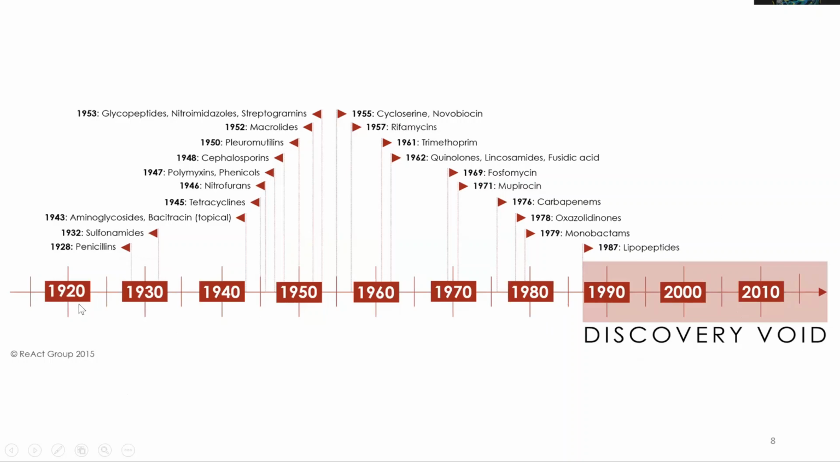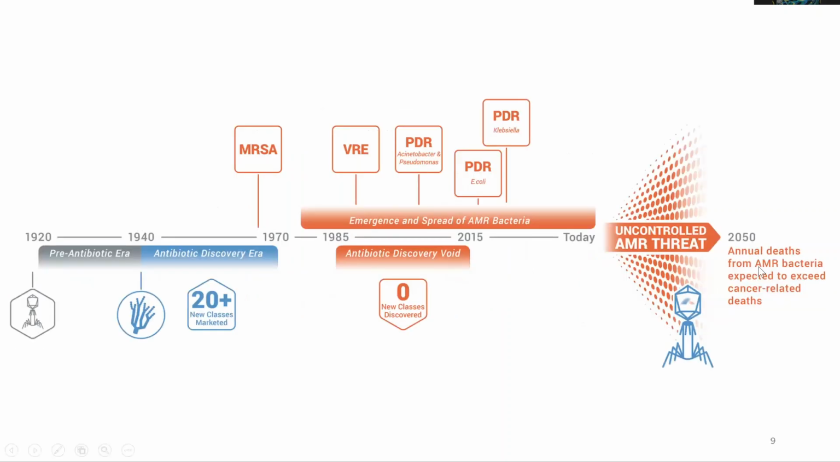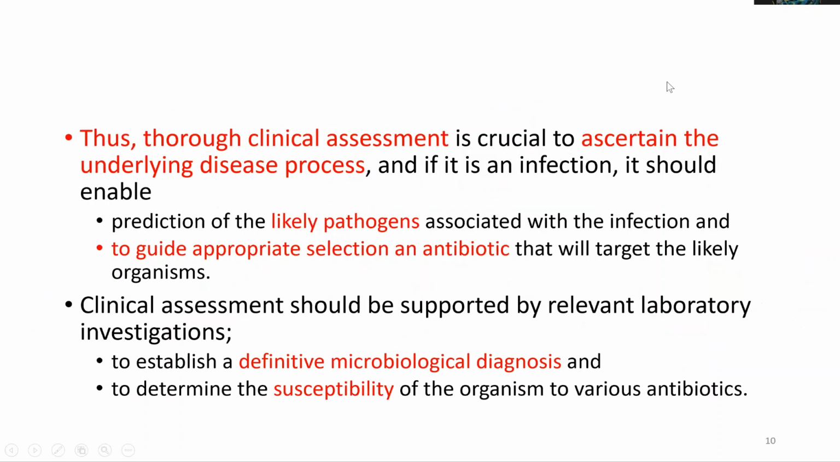Ever since being discovered from 1930 to 1940 and starting from 1990 onwards, there are no new classes being authorized for use for treatment of patients. And by 2050, WHO has estimated that the annual death from antimicrobial resistant bacteria is expected to exceed cancer-related death if this AMR threat is not well contained.